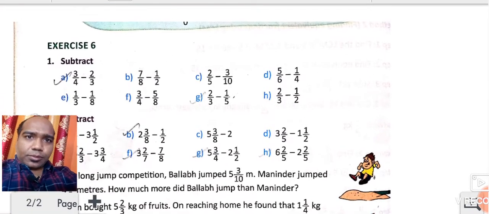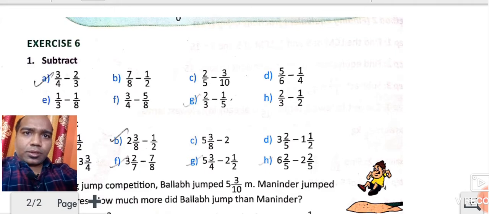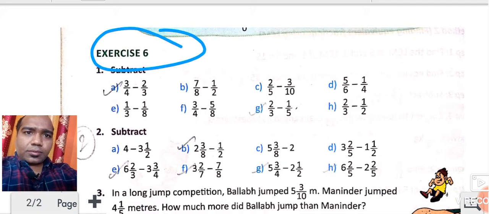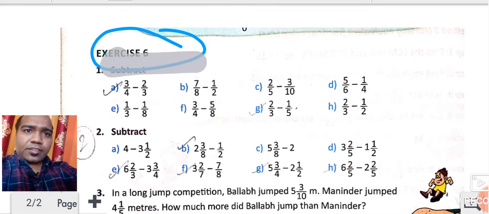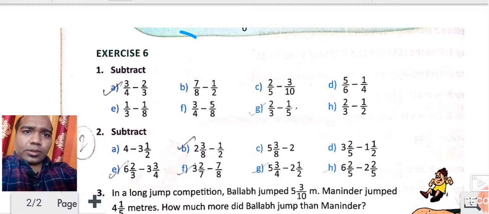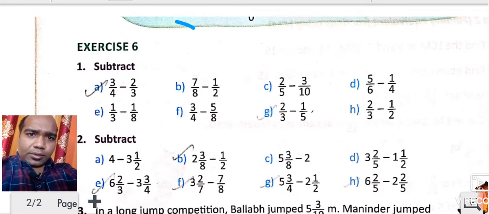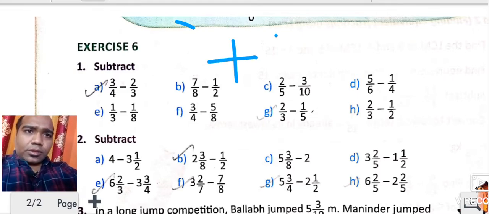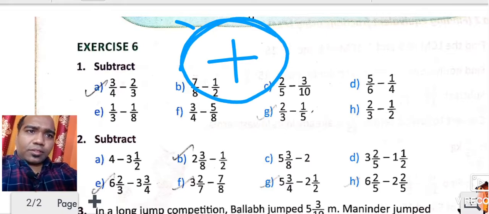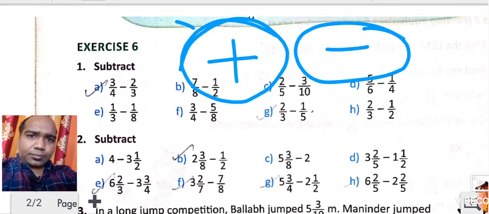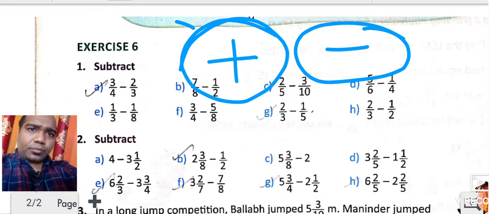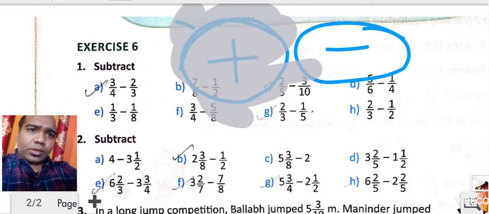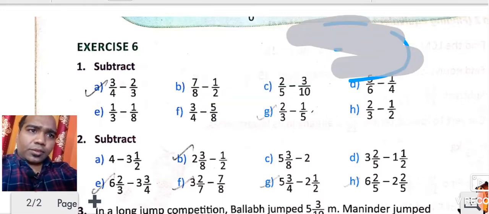So, now we'll begin with a new exercise, that is exercise 6. What is there in exercise 6? Subtraction of fractions. It's the same as addition of fractions. No extra thing is there instead of plus and minus. In addition of fractions, plus was there. In subtraction of fractions, minus is there. Nothing extra. All the processes are the same, no change in process, only in place of addition, subtraction is there.